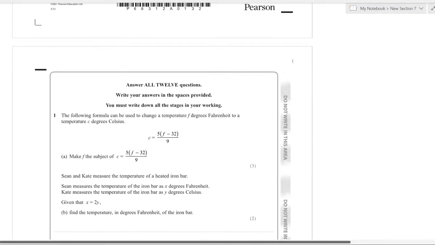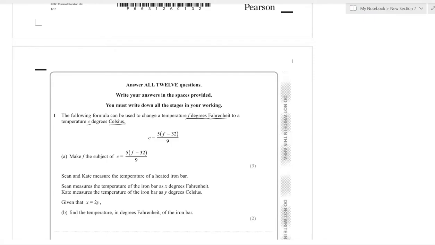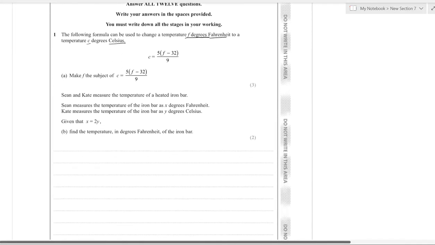Question number 1. The following formula can be used to change a temperature F degrees Fahrenheit to a temperature C degrees Celsius. So this is the equation referring to the terms F and C. In part A, it asks you to make F the subject of the formula. The given formula has the subject C, but we need to rearrange it so that at the end of the solving, we have F as the subject. So we are going to solve part A here.